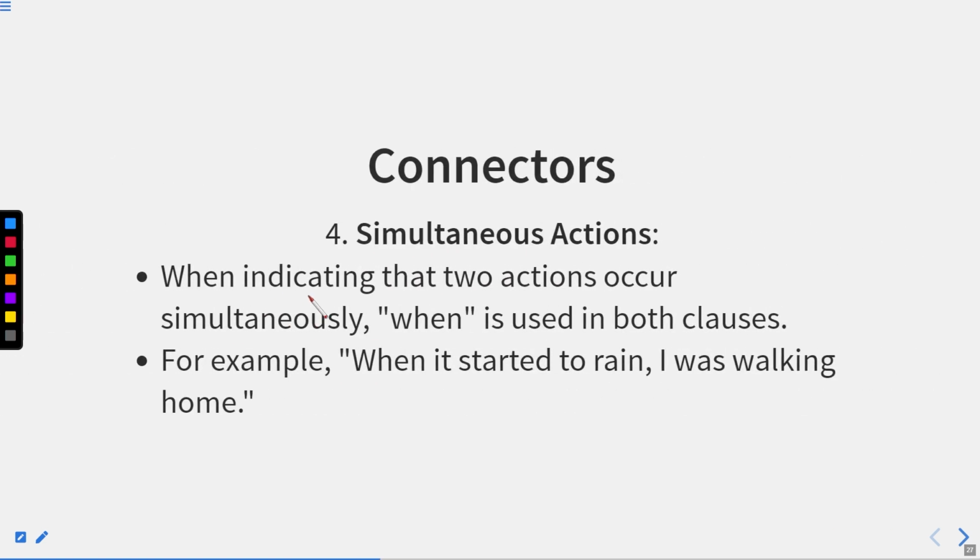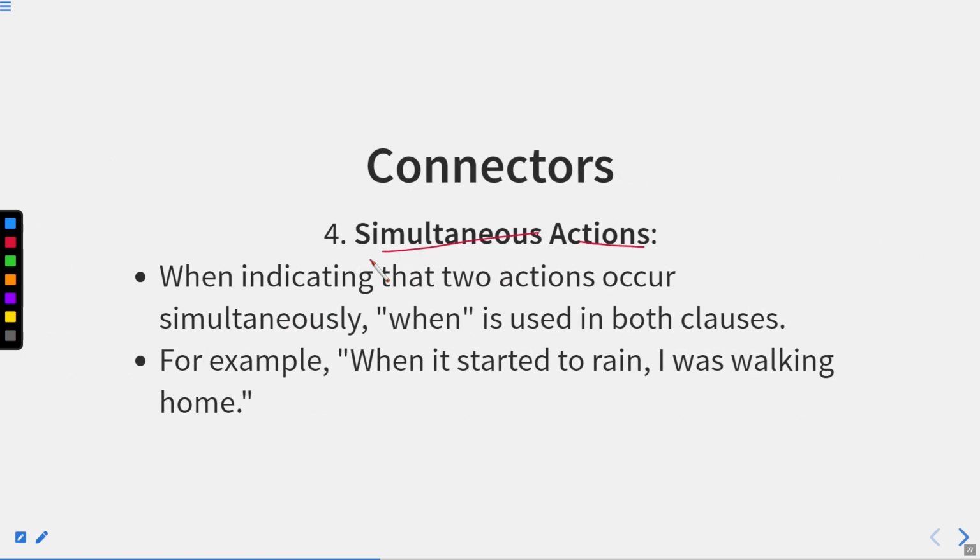Okay. So, simultaneous action. Simultaneous means parallelly or at the same time. When indicating that two actions occur simultaneously, when is used in the clause. For example, when it started to rain, I was walking home. It means I was walking towards home when it started to rain.